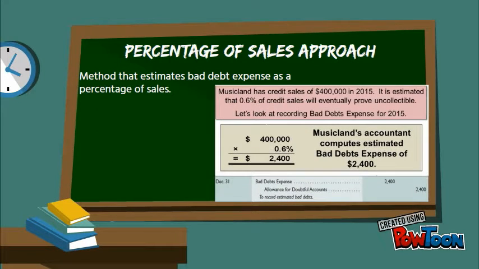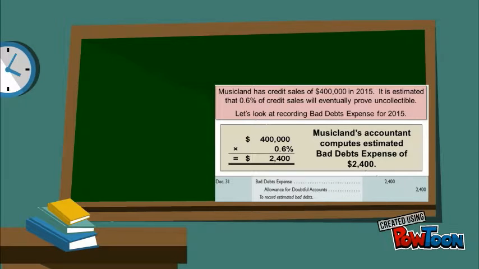The percentage of sales approach is calculated by multiplying sales from the period by some percentage set by the company. The advantages of this approach are its simplicity and the fact it's very good at matching.